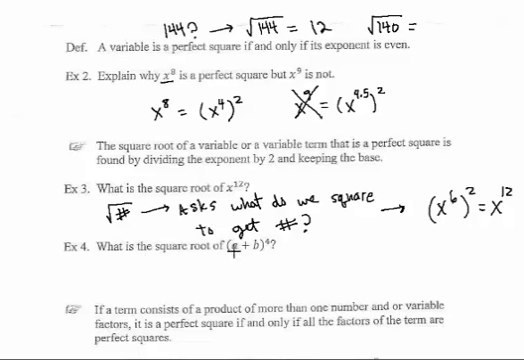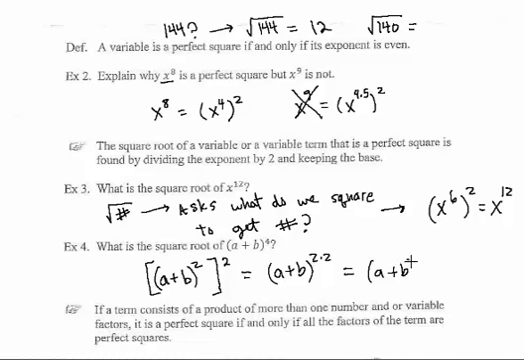What is the square root of a plus b to the 4th in example 4? Well, if we take a plus b squared and then we square that and apply the power rule, we get a plus b to the 2 times 2. Power rule says we multiply these exponents, and that would give us a plus b to the 4th power. So the square root of a plus b to the 4th is a plus b squared.